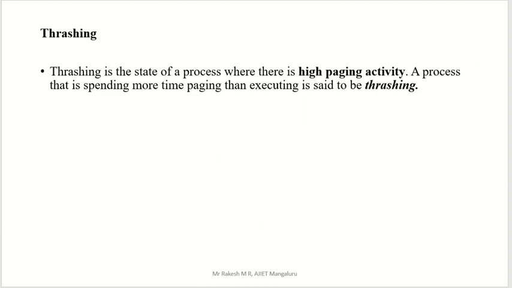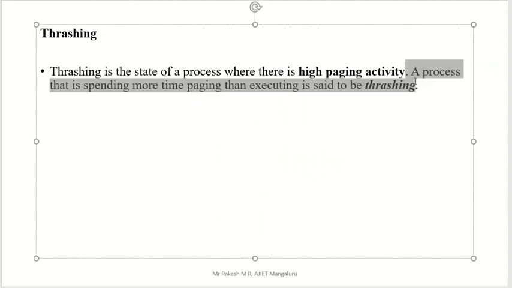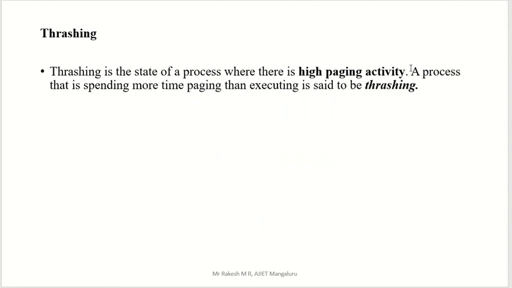Another concept is called thrashing. What do you mean by thrashing? Thrashing is a state of a process where there is high paging activity. A process that's spending more time paging than executing is said to be thrashing. Remember, this is a very important definition: a process that is spending more time paging than executing.